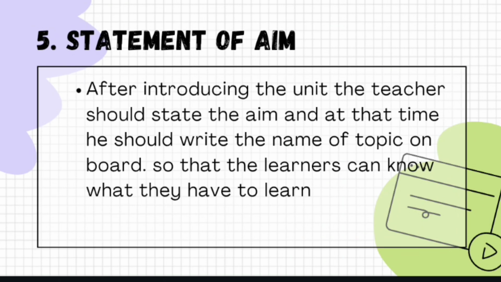Fifth is statement of aim. After introducing the lesson, the teacher should state the aim by saying the name of the topic. At that time, he should write the name of topic on blackboard so that the learners can know what they have to learn.